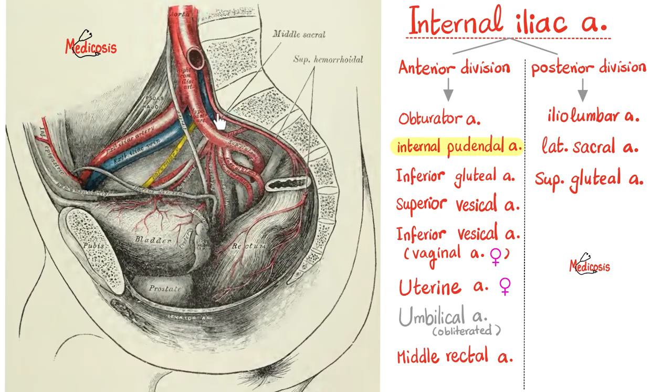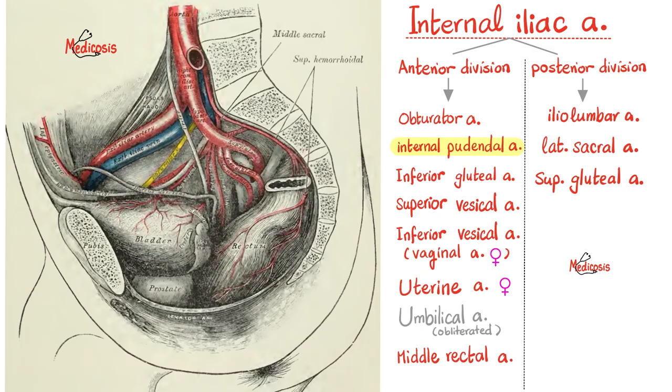And we shall not forget the iliolumbar and lateral sacral arteries. Let's do it again. This is the common iliac artery. This is the internal iliac. This is the external iliac. The external iliac is going to give us two terminal branches. One is inferior epigastric artery and the other is external circumflex iliac artery, which is not shown here. As for the internal iliac, it will give us iliolumbar, lateral sacral, superior gluteal, inferior gluteal, internal pudendal artery, middle rectal artery, inferior vesicle, superior vesicle, obturator.